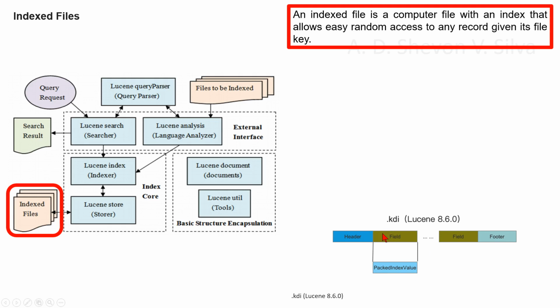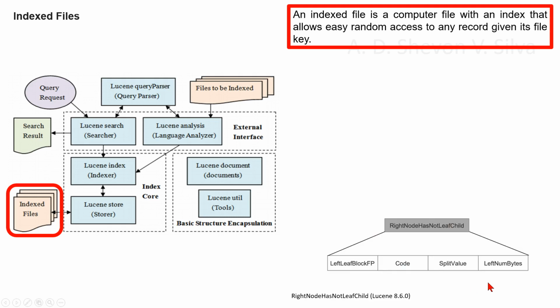Here you can see this .kdi consists of header, fields, and footer. Each field consists of the packed index value. Here you can see right node has not leaf child. Here the left leaf block FP describes the pointer to the position of the leftmost leaf node of the current inner node in the .kdd file.